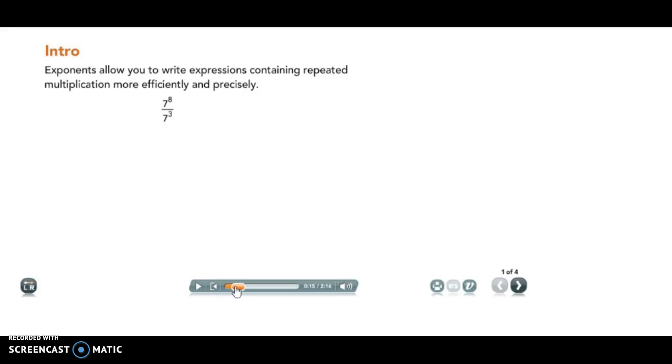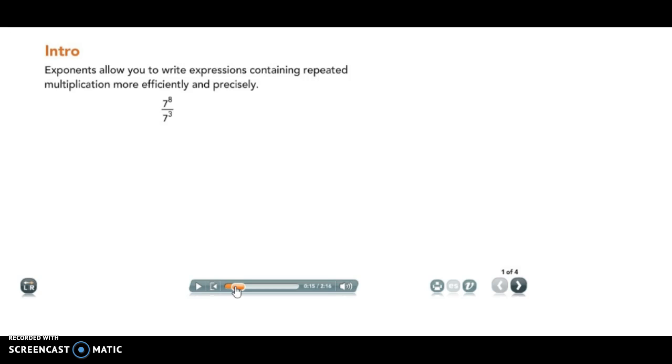This video is for 3.4 Exponents and Division. Okay, when we start, we are looking at how exponents allow you to write expressions containing repeated multiplication more efficiently and precisely. So here we have 7 to the 8th divided by 7 to the 3rd.